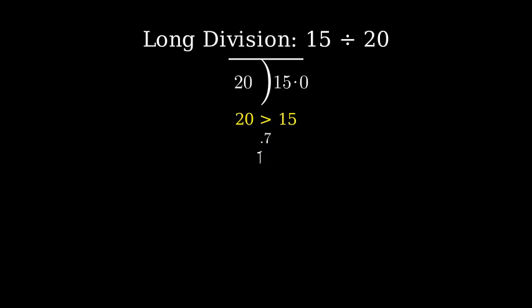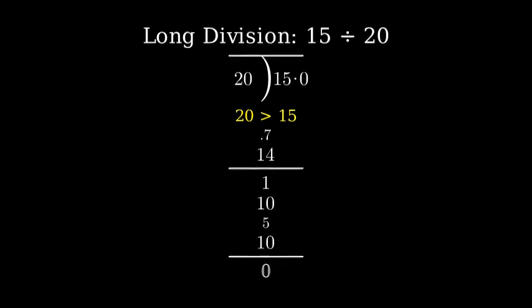To find the first decimal place, we multiply 20 by 0.7, which gives us 14. 15 minus 14 equals 1. We bring down our 0 and continue dividing. 10 divided by 20 equals 0.5. 20 times 0.5 equals 10. 10 minus 10 equals 0.